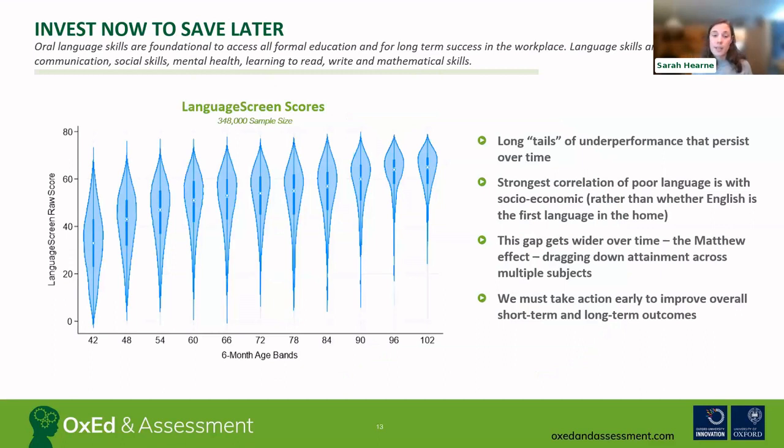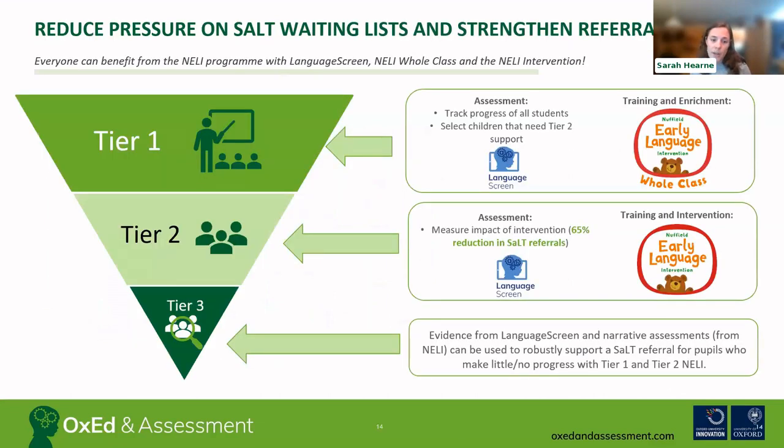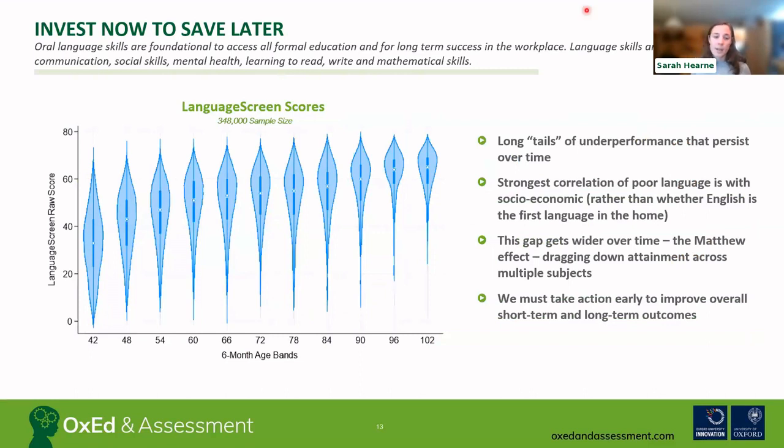Now, we also know, looking at data from hundreds of thousands of children, that language difficulties persist over time. The graph on the slide here shows children's language screen scores over time, with the highest score at the top. I hope you can see my mouse. The highest scores are at the top, the lowest scores at the bottom of each of these data points, and the median is the small dot in the middle. As the children get older along the x-axis, the median is moving up, as most children's language scores improve, as you would expect. But as you can see, there are these long tails of underperformance which persist over time. So the problem doesn't go away on its own, and in fact, the gap only gets wider between the children at the bottom and the majority of their peers.